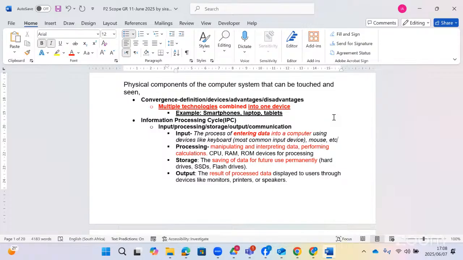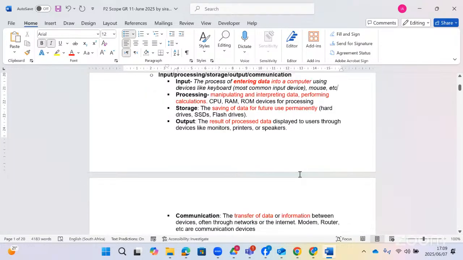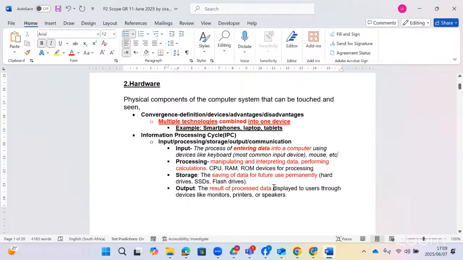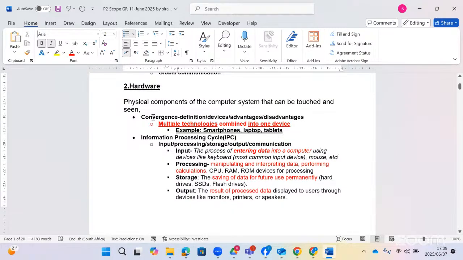Right, then the output is displaying the results of the processed data. And the devices are monitor, printers, speakers, projectors, and others. So you need to know this. And then the last stage is the communication stage. That's the transfer of data or information between devices through devices like modem, router, and others, which we will discuss later on.